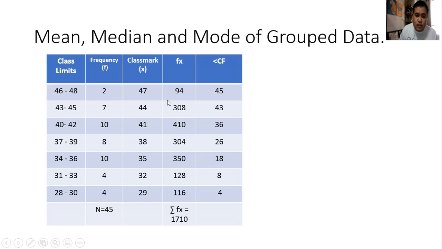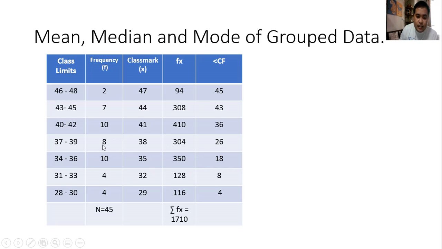So get the summation of the product of frequency and the class mark. We have the summation of fx, which is 1710. Then add another column in your frequency distribution and name this the greater cumulative frequency. How do we get this? From the bottom of the frequency, we're going to add. Copy this frequency, so it becomes 4, just copy. Then 4 plus 4, so we have 8. 8 plus 10, so we have 18.